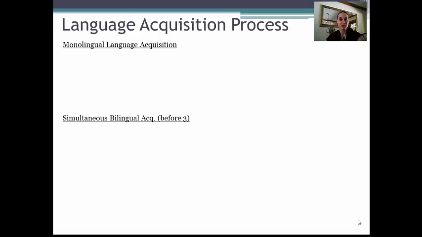Going to go over the language acquisition process, and we're going to compare the development sequence for children who are monolingual as compared to children who are simultaneous bilinguals, meaning that they're learning two languages at the same time, versus bilinguals who are sequential, meaning that they learn language later or after the age of 3, when we consider that the first language, the foundations of the first language have already been learned.